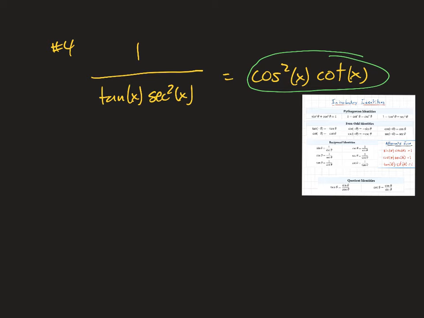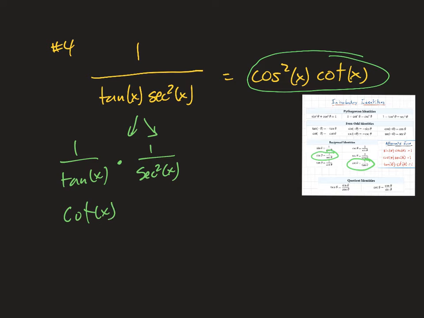1 over tangent is going to be the same as a cotangent, which is right here. And 1 over secant is the same as cosine, which is right here. So I'm going to split this fraction into two pieces. It's really 1 over tangent of x times 1 over secant squared of x. And we know 1 over tangent of x is just cotangent of x from our chart. And we know 1 over secant squared of x is just cosine squared of x.